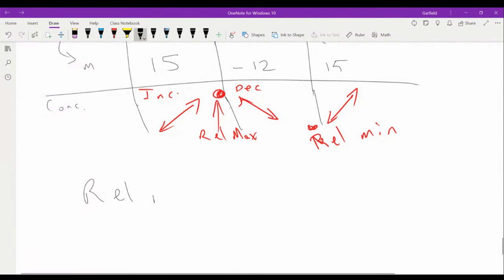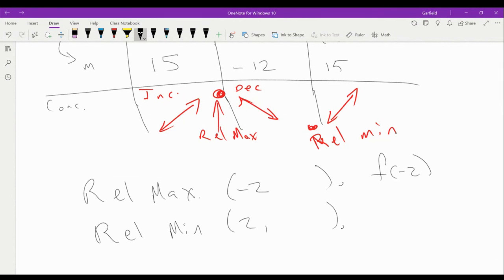So we know we have a relative max at negative 2 and a relative min at 2, and we need to calculate the y values, and that would be our answer. How do we find the y values? We're going to find f of negative 2. That's how you find the y values, and we're going to plug it in here. We're going to find f of 2 and plug it in here.